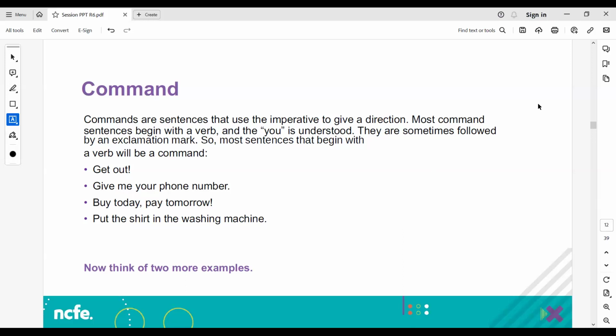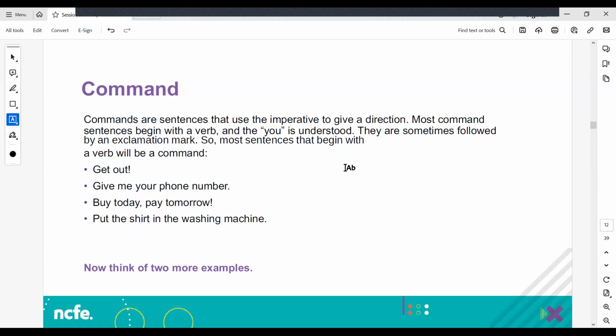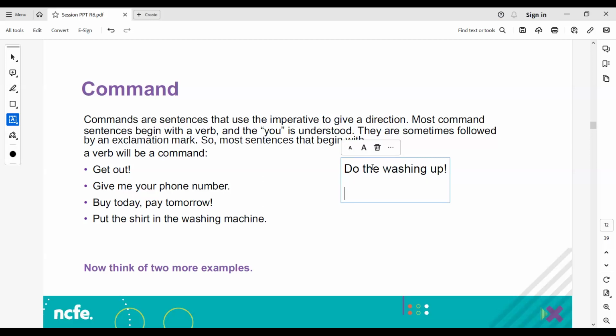Do the washing up. Pardon? Do the washing up. Excellent. So can anyone else give me an example? That's a really good example. Do the washing up. So let's write that on here so we can all see it. So there we go. It could have an exclamation mark. Any other examples?